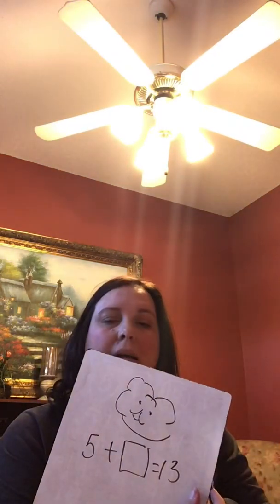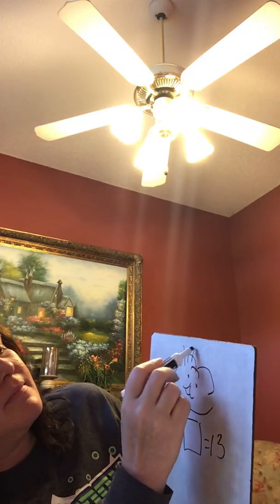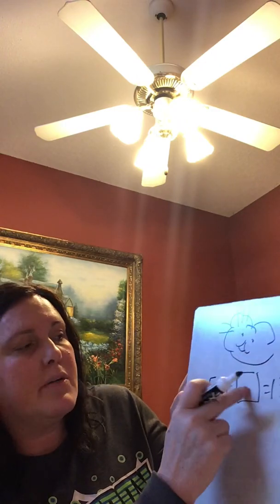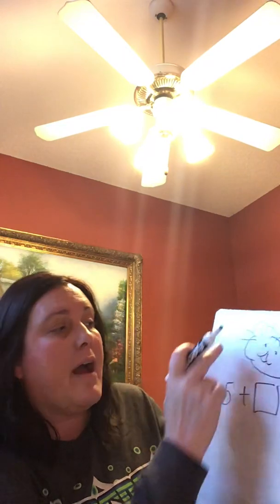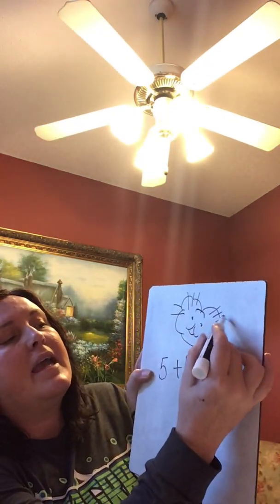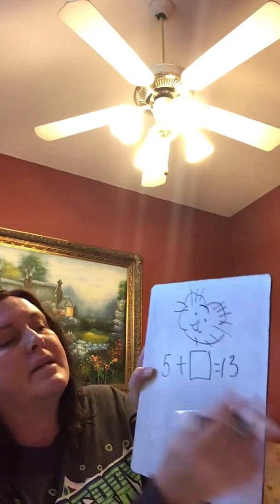Okay, so we have 5 candles. This does not look like a teddy bear, but it's gonna work. We have 5 already. It wants us to add more till we get to 13. So I'm gonna go to this side and I'm gonna count on. I have 5, now I need to start at 6, 7, 8, 9, 10, 11, 12, 13, okay?